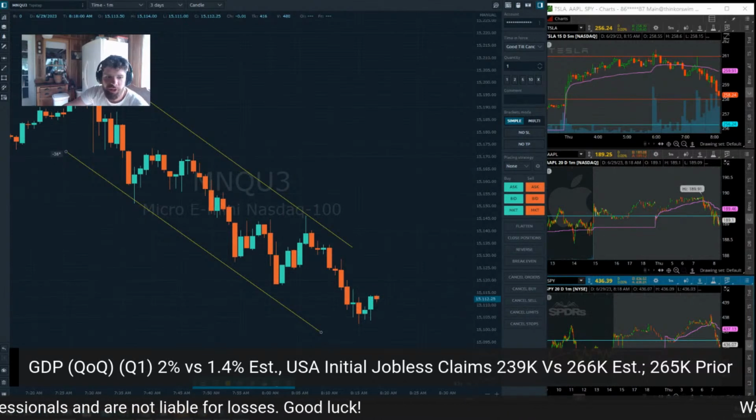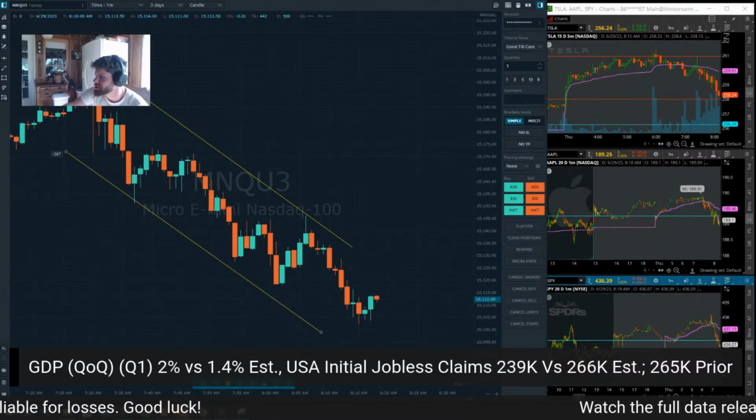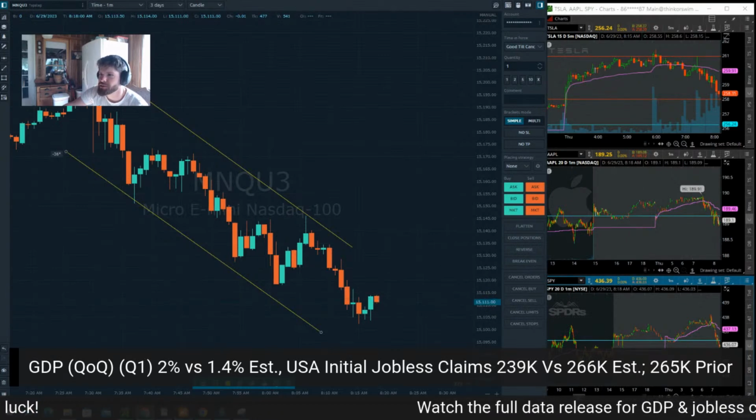Right, so we added a little bit more to our SPY trade. We're bouncing a little bit on the SPY, but not too much here. We are red now in terms of stocks.